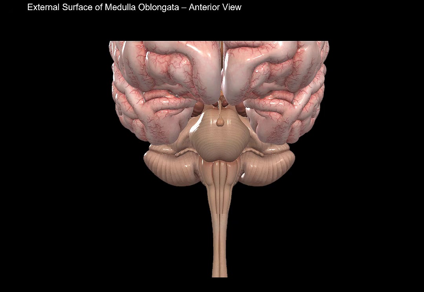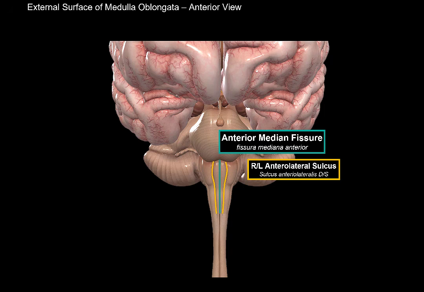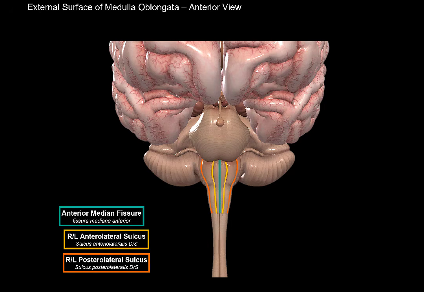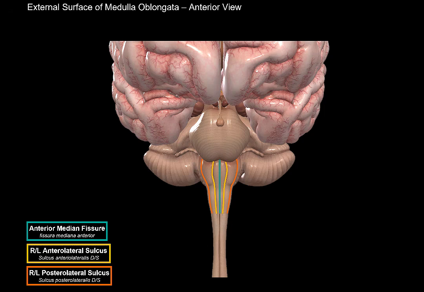So there are 5 grooves that you can see on the anterior surface. The first one is the anterior median fissure. Then laterally to that, you can see the right and the left anterolateral sulci. And then laterally to that again, you will see the right and the left posterolateral sulci. And notice between these grooves, there are bumps that are very characteristic for the medulla.